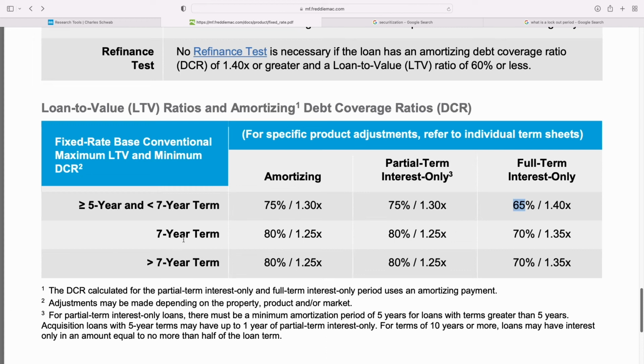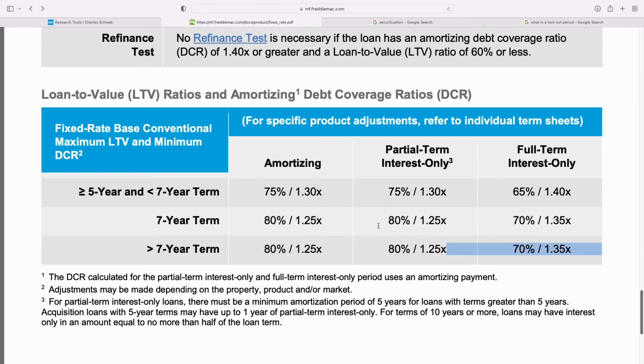Now, how about if your loan term is 7 years? If it's 7 years and it's amortizing, then you can go up to 80% LTV and have a 1.25 debt service coverage ratio. And then partial is the same thing, but if you go full term interest only, you can see right here that you can go up to 70% LTV and 1.35 DSCR. And then if your loan is greater than 7 years and it's amortizing, then you can have 80% LTV and 1.25 DSCR. And then it's the same for full term interest only. It's the same as the 7-year term.